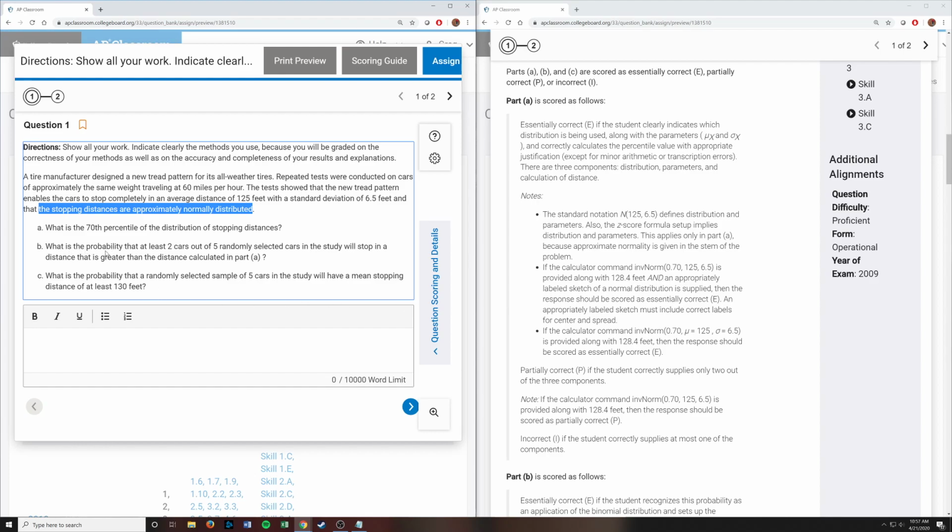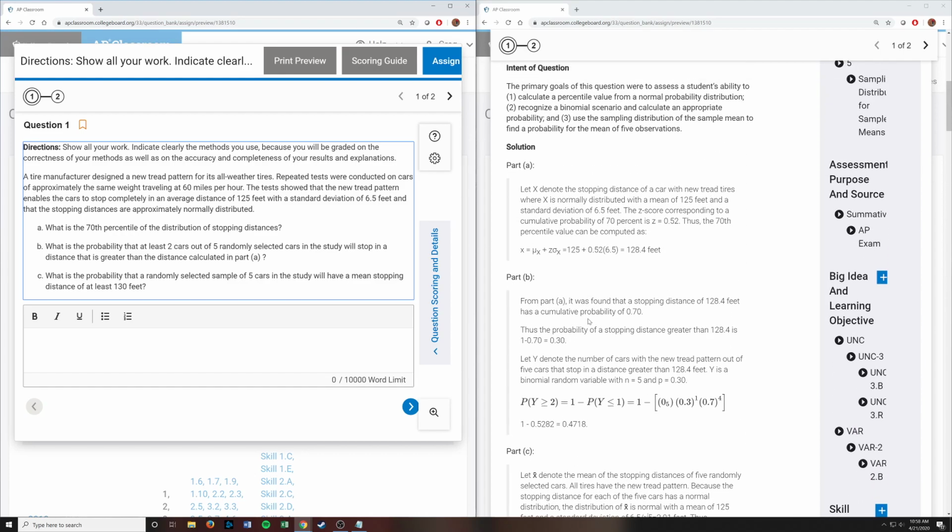All right, so for part B here, what is the probability that at least 2 cars out of 5 will stop at a distance greater than what you said in part A? Okay, so we were using the normal distribution for part A, but for part B, when you see at least 2 cars out of 5, I'm immediately thinking that's a binomial question. And in fact, it is.